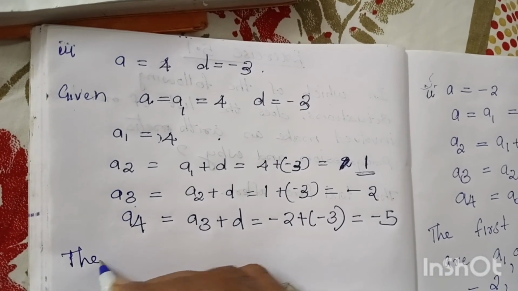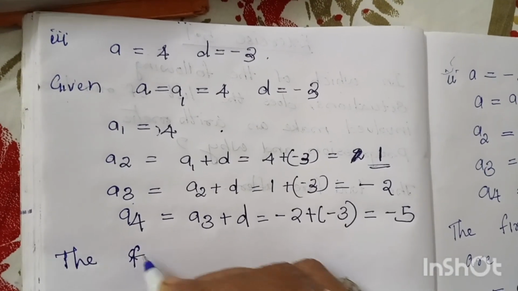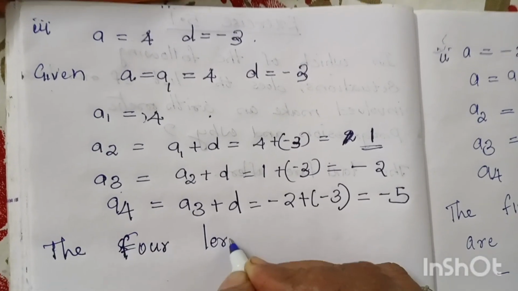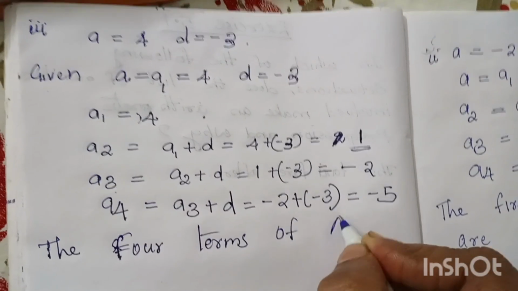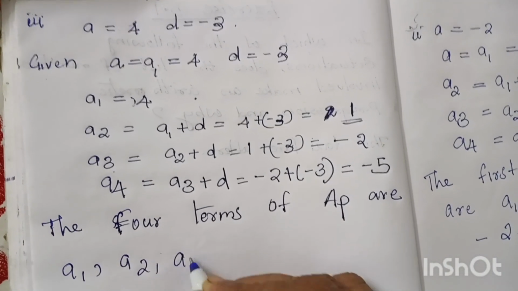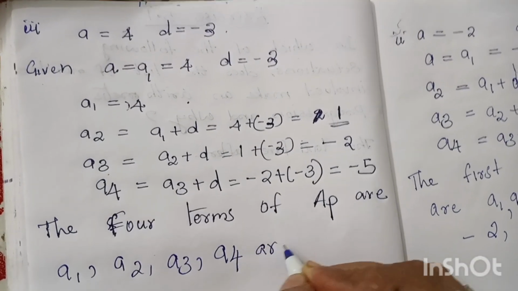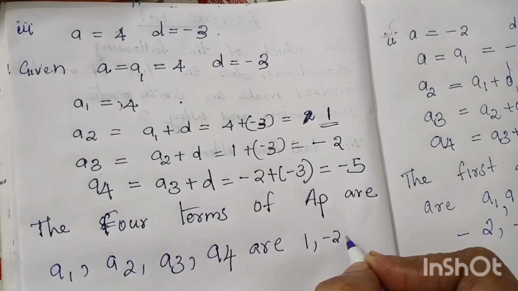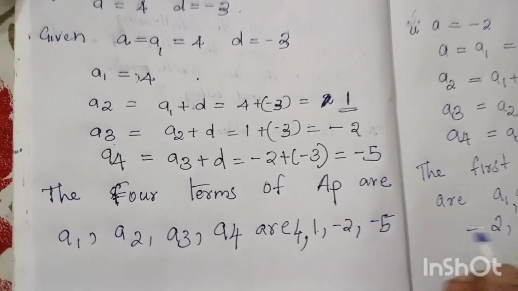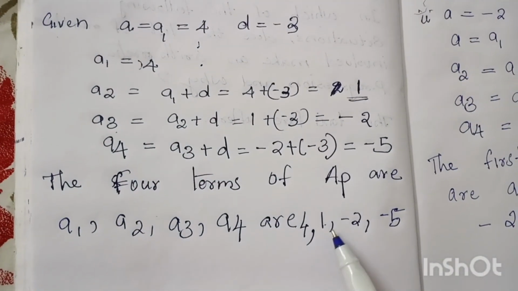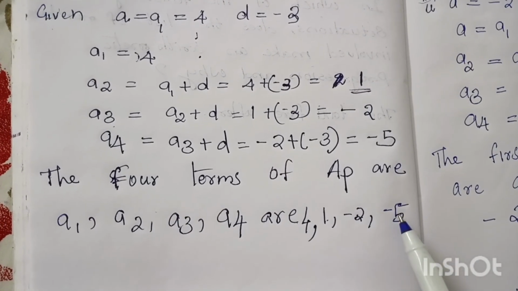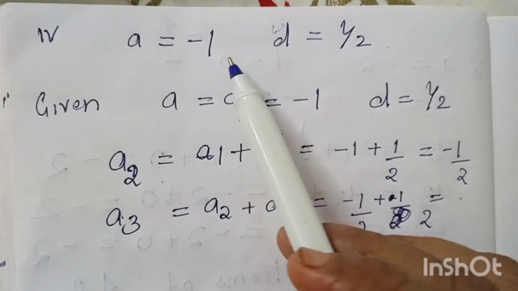So the four terms of the AP, a1, a2, a3, a4, are 4, 1, minus 2, minus 5. 4 is the first term, the second term is 1, the third term is minus 2, and the fourth term is minus 5. Okay, clear?